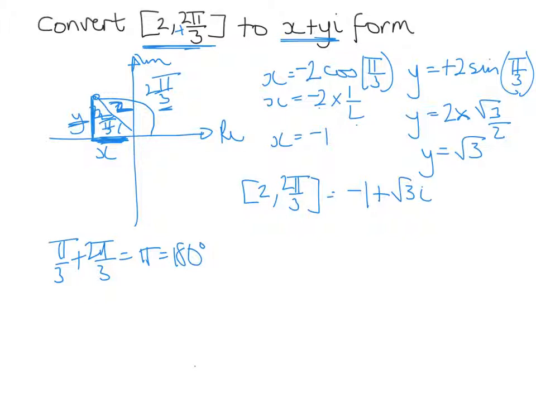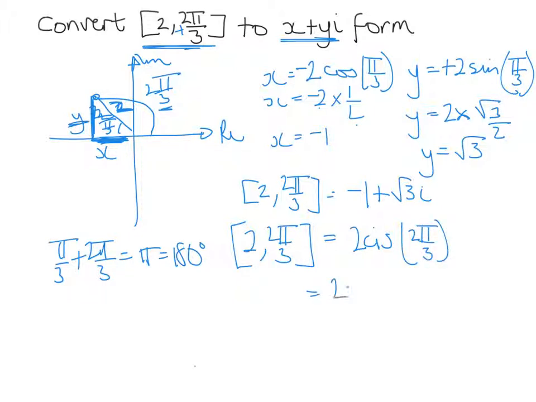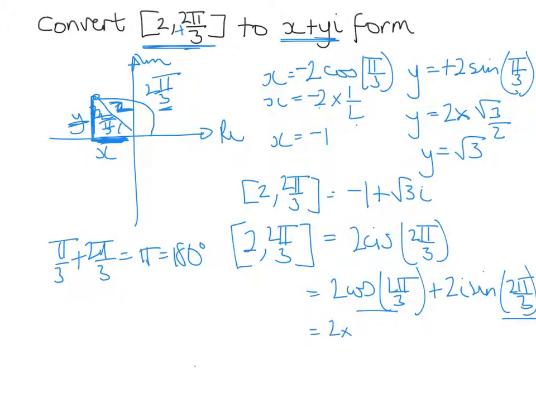Now I guess the other way you could do it is you could say 2 cis 2 pi over 3 is equal to 2 cos 2 pi over 3 plus 2i sine 2 pi over 3. Now if you worked out what this bit and this bit was, you'd get 2 times minus 1/2, and 2i times root 3 over 2, which is -1 plus root 3 i, which is the same thing.